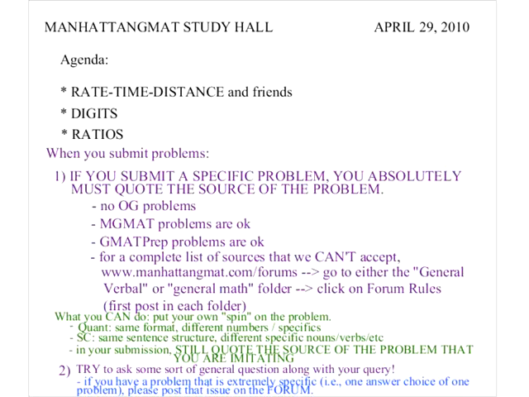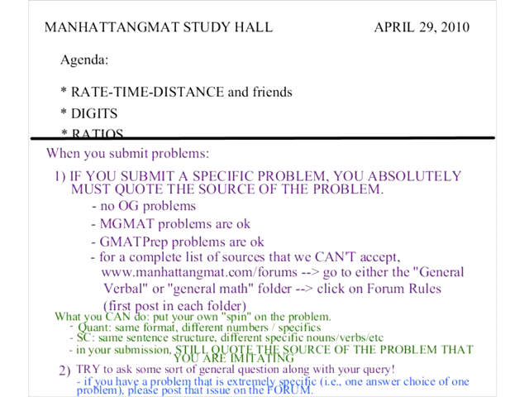Okay. More than half the submissions these last couple of times were in violation of one or the other of these principles. They were either unquoted problems, which was most of the issue, or they were extremely, extremely specific. Okay. So let's move on to the actual material of the study hall. Let's start talking about rate, time, and distance problems.